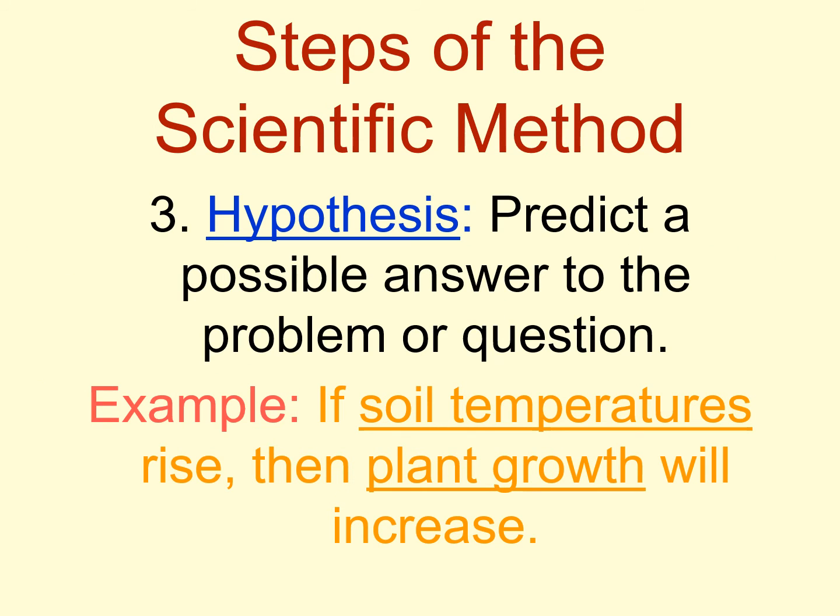Step three, hypothesis. It's when I'm going to predict the possible answer to my problem or my question. So I think if the soil temperature rises, then the plant growth will increase. So maybe some areas of my soil are getting hotter than others, and so maybe those plants are growing taller.